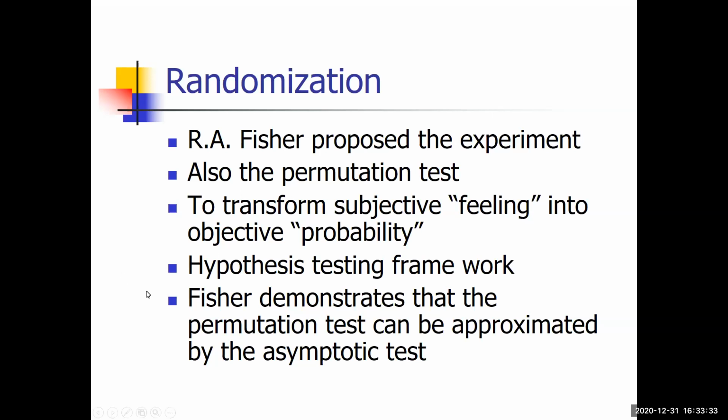And these drugs actually extended human life expectancy and largely improved patients' quality of life. Everything is based on the permutation test, and Fisher demonstrated that the permutation test can be approximated by the asymptotic test. So the permutation test is a foundation. The asymptotic tests that we use today, z-test, t-test, F-test, chi-square test, are acceptable because they asymptotically approximate the permutation test.